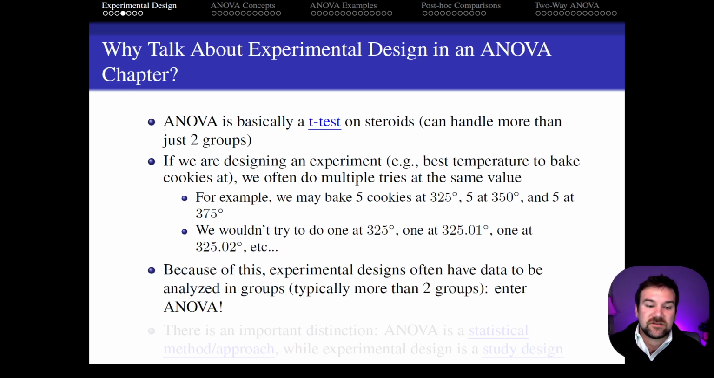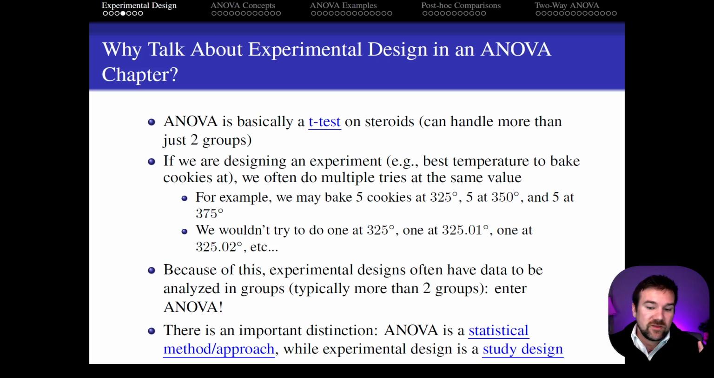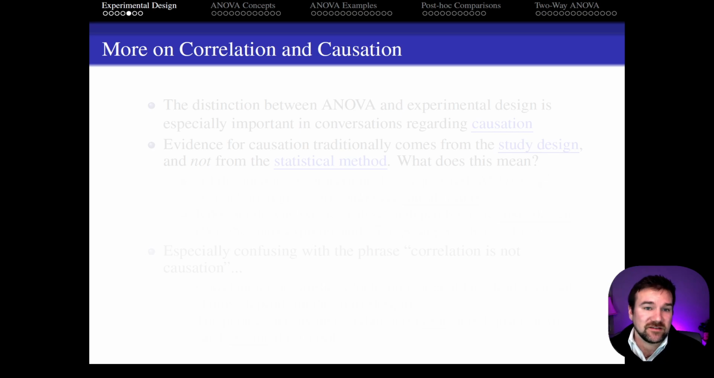So in an experimental design, again, we tend to group our observations into groups. And that's why experimental design and ANOVA go hand in hand, because so often we have these experimental designs that utilize the ANOVA analysis. But it's worth mentioning here, ANOVA is an analysis. It's a statistical analytic method. And experimental design is a study design. So these are two distinct things. Again, ANOVA, an analysis. Experimental design, a study design.